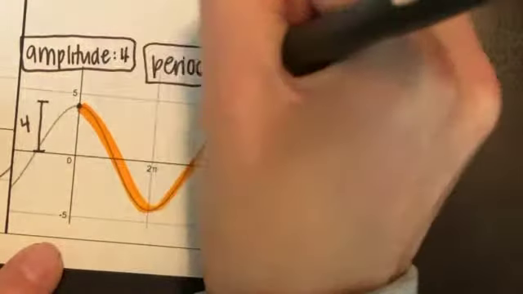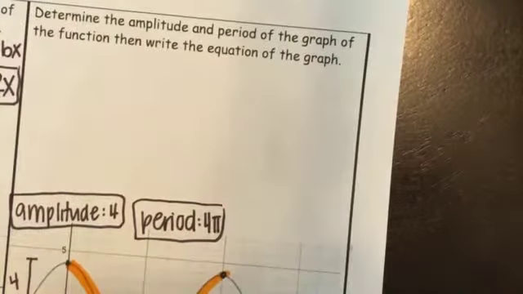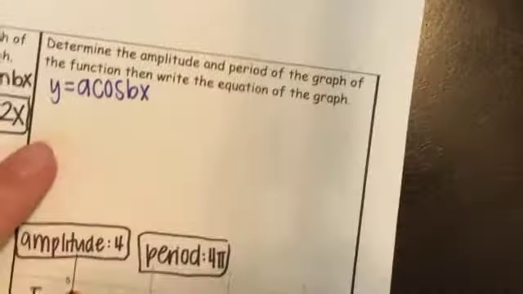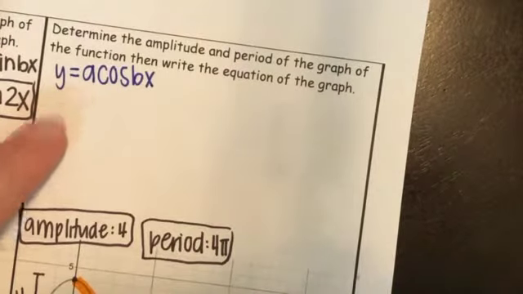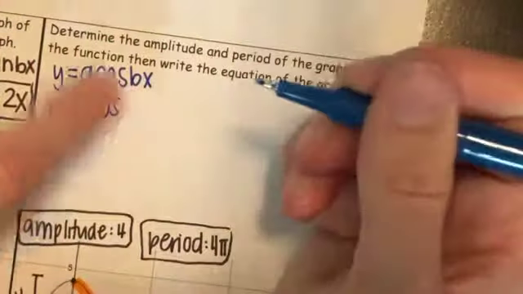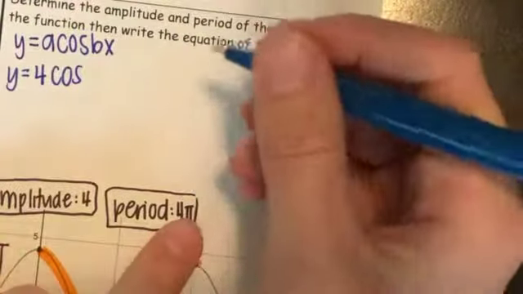Okay, so we're now going to write the equation. So the equation, again, y equals a, and this is our cosine graph, so I'm going to write cosine of b times x. The a value we already have. The a value is 4 because our amplitude's 4.